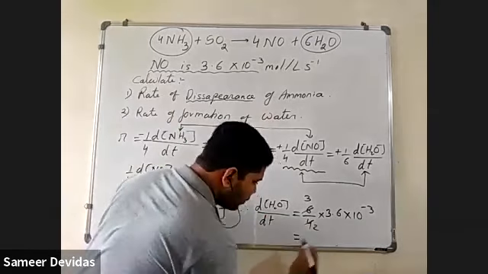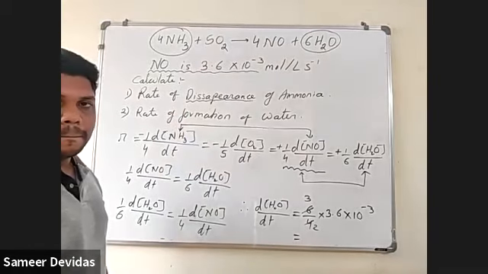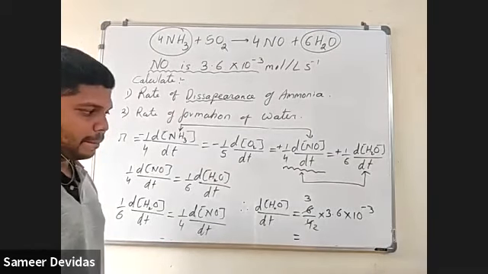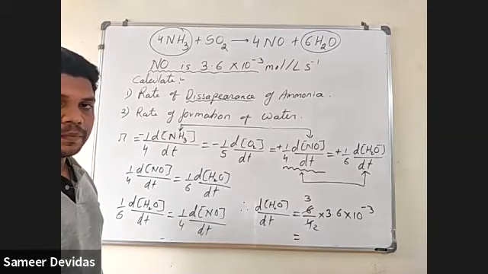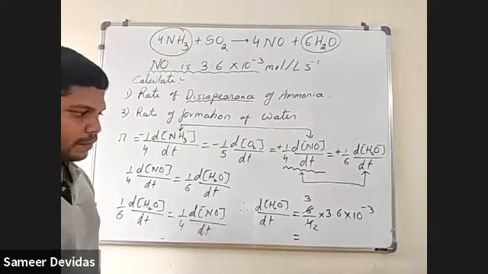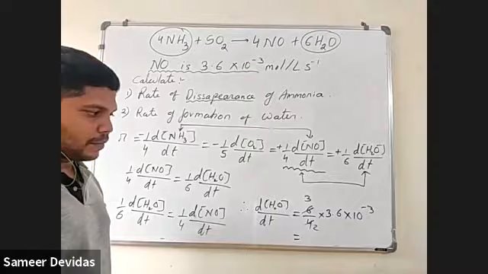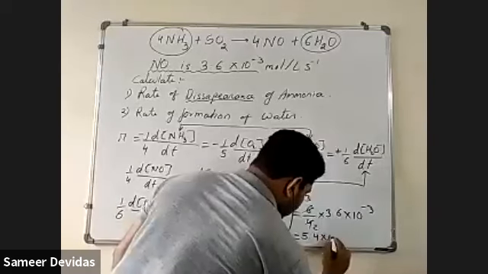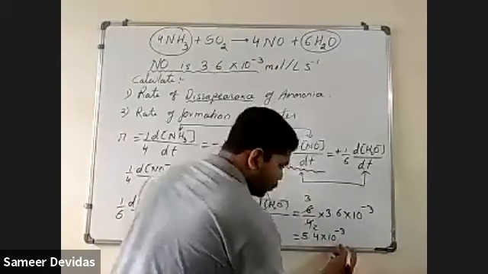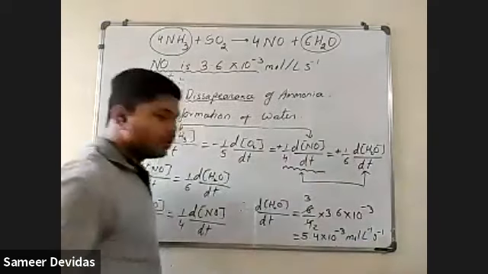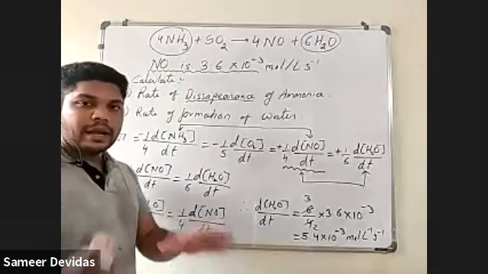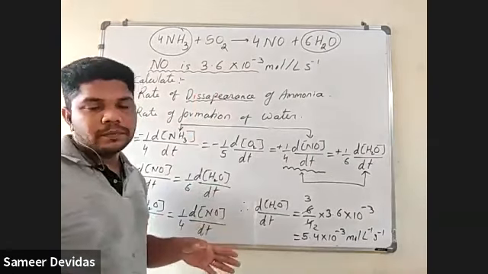Anybody can tell me the final answer? Anyone? So 5.4 into 10 raised to minus 3. Again, don't forget to write down the unit. Unit is mole per liter per second. So, any doubt in this type of problem? No, sir. Okay.